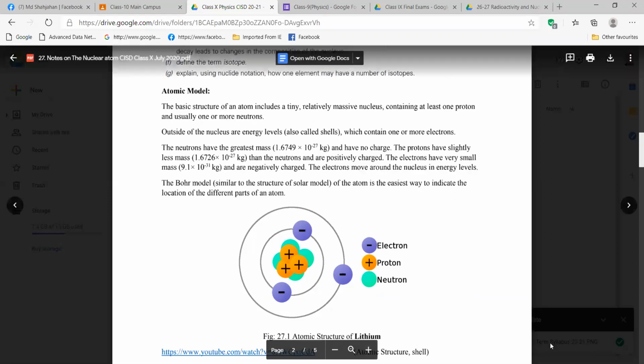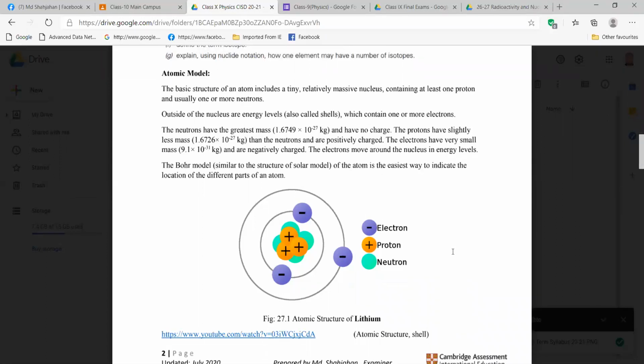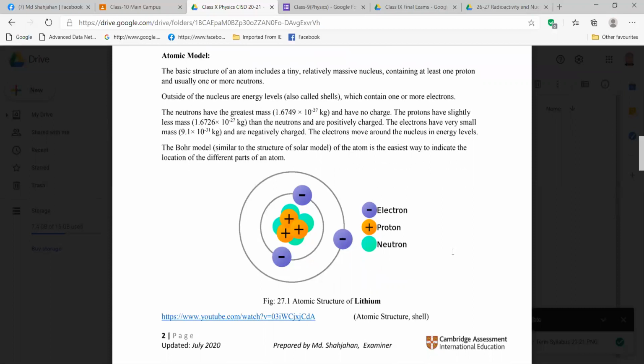Okay, so we have here the Bohr atomic model. And this is quite similar to the structure of the solar system. In the center we have the nucleus, and surrounding the nucleus we have electrons, like the planets. We are considering the nucleus as the sun in the solar system, and the electrons as the planets.